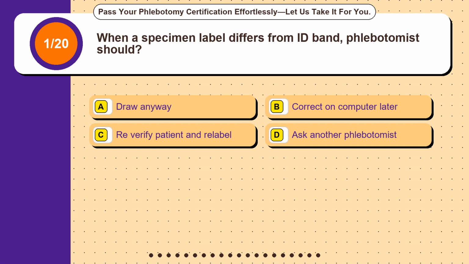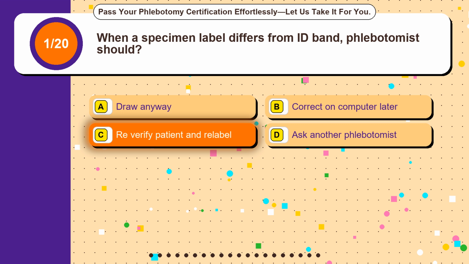Question 1. When a specimen label differs from the ID band, the phlebotomist should: Option A, draw anyway. Option B, correct on computer later. Option C, re-verify patient and relabel. Option D, ask another phlebotomist. The correct answer is option C, re-verify patient and relabel.